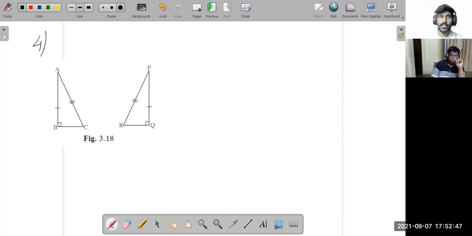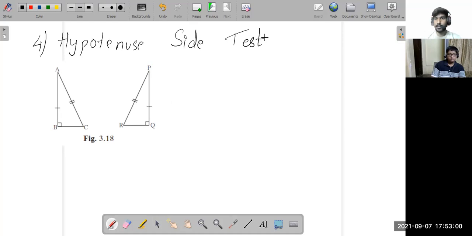Okay, fourth one is called as a hypotenuse side test. Now, firstly, both the triangles should be right angle triangles, 90 degree. Okay, and any one side and the hypotenuse have to be equal to each other.